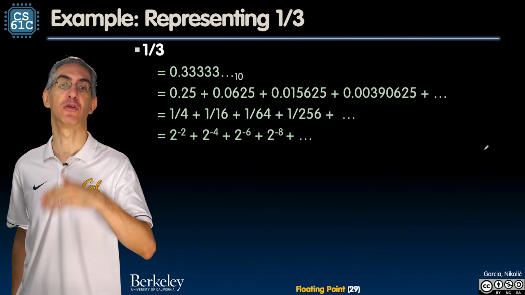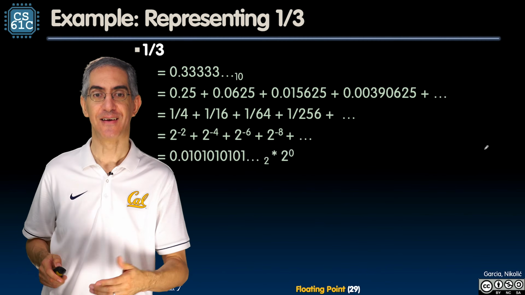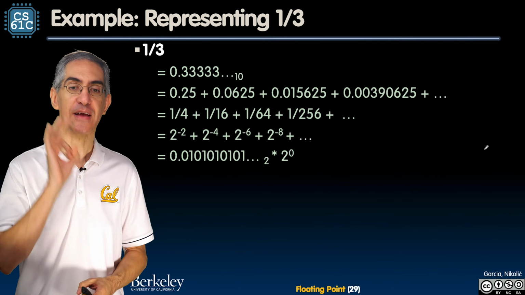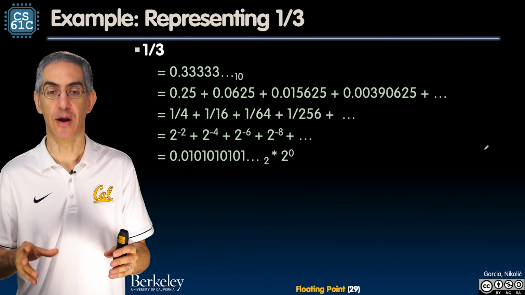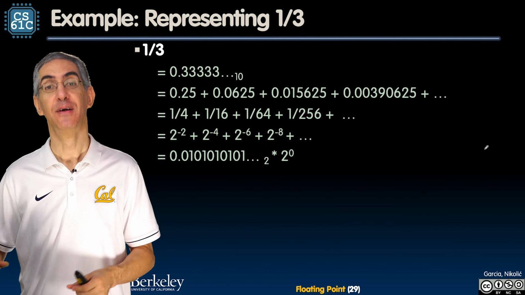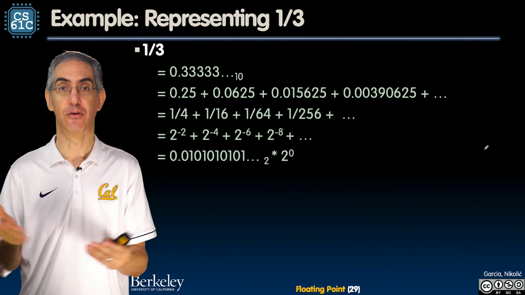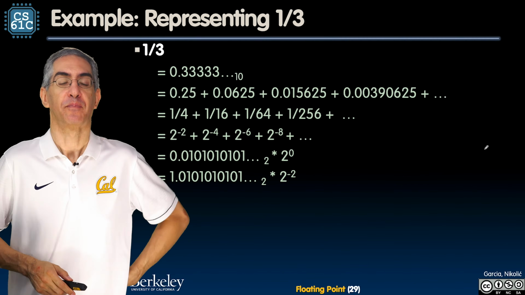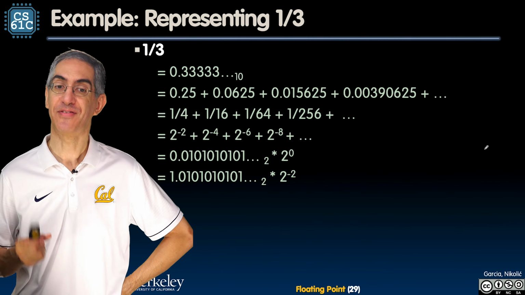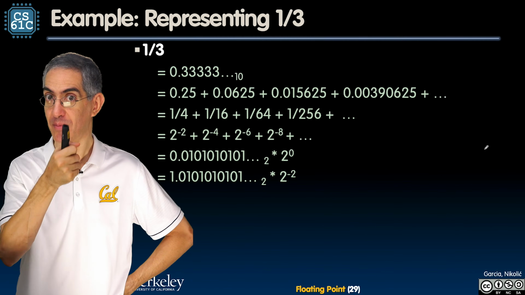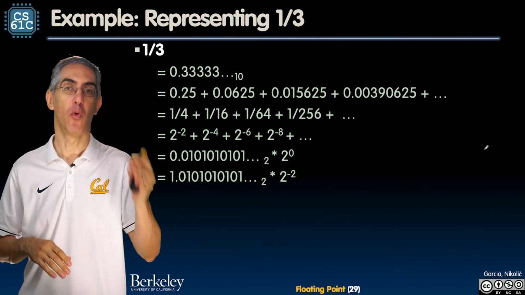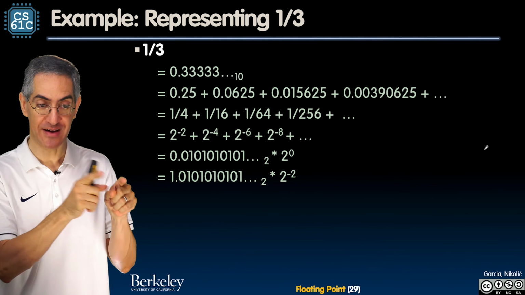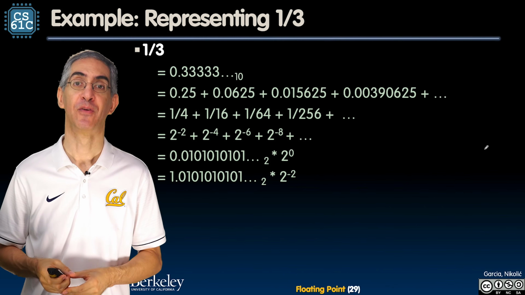So 2 to the minus 2, 2 to the minus 4, 2 to the minus 6, 2 to the minus 8. Let's write it here: 0.010101, et cetera, times 2 to the 0, because I don't need to shift that at all. So that's pretty cool. Now, what's that really when I normalize it? Remember, I have to normalize it. That becomes 1.01010101 times 2 to the minus 2, because I had to shift the binary point to the right. So now 2 to the minus 2.